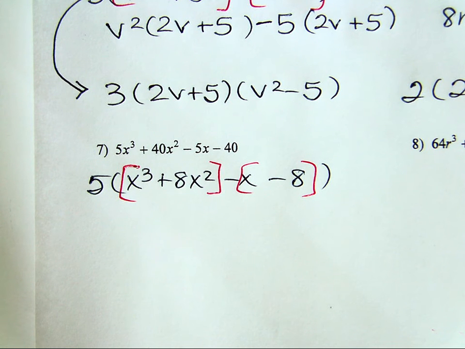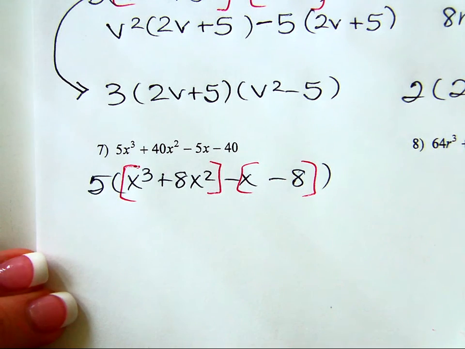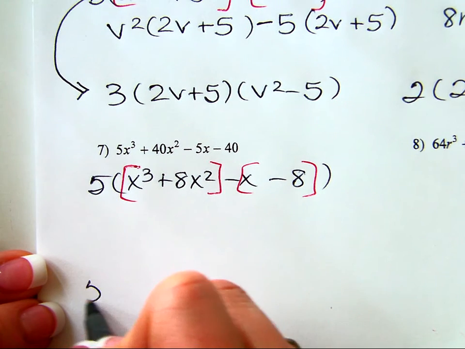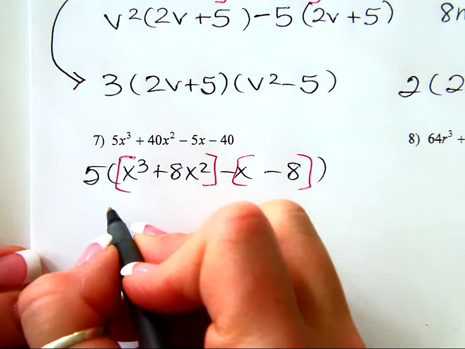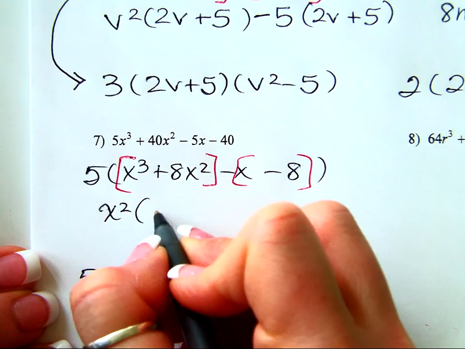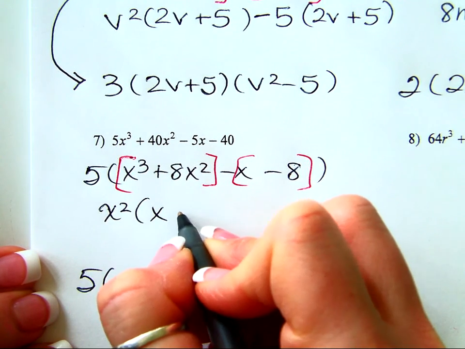Okay. So now I kind of want to leave this 5 down here. I don't want to forget about it. I want to pull out an x squared, and that's going to leave me with x plus 8.